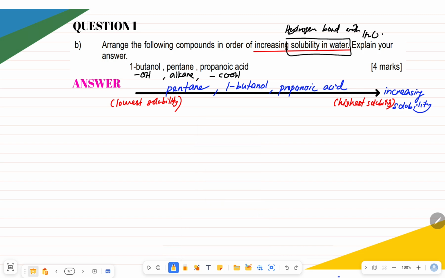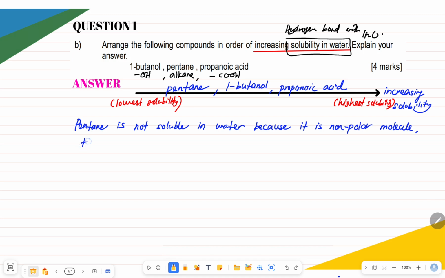Okay, so let's explain one by one. First, we say that pentane is not soluble in water because pentane is non-polar. So when it is a non-polar molecule, therefore it cannot form hydrogen bonds with water.